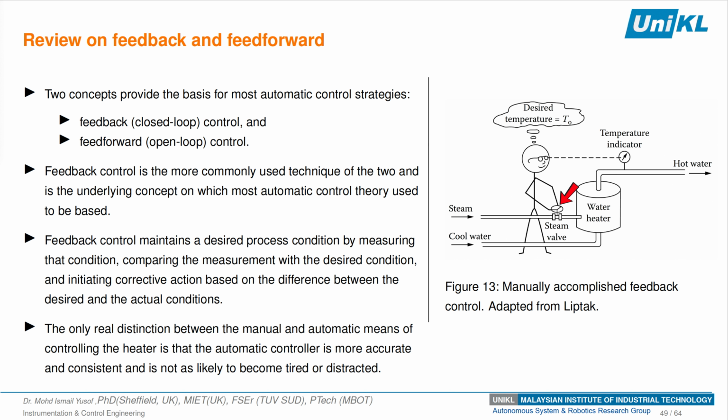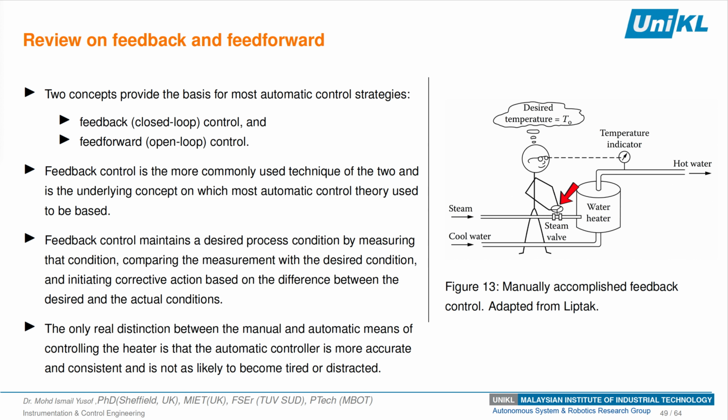An automatic feedback control system would operate in much the same manner. The temperature of the hot water is measured, and a signal is fed back to a device that compares the measured temperature with the desired temperature. If an error exists, a signal is generated to change the valve position in such a manner that the error is eliminated. The only real distinction between the manual and automatic means of controlling the heater is that the automatic controller is more accurate and consistent and is not as likely to become tired or distracted. Otherwise, both systems contain the essential elements of a feedback control loop.